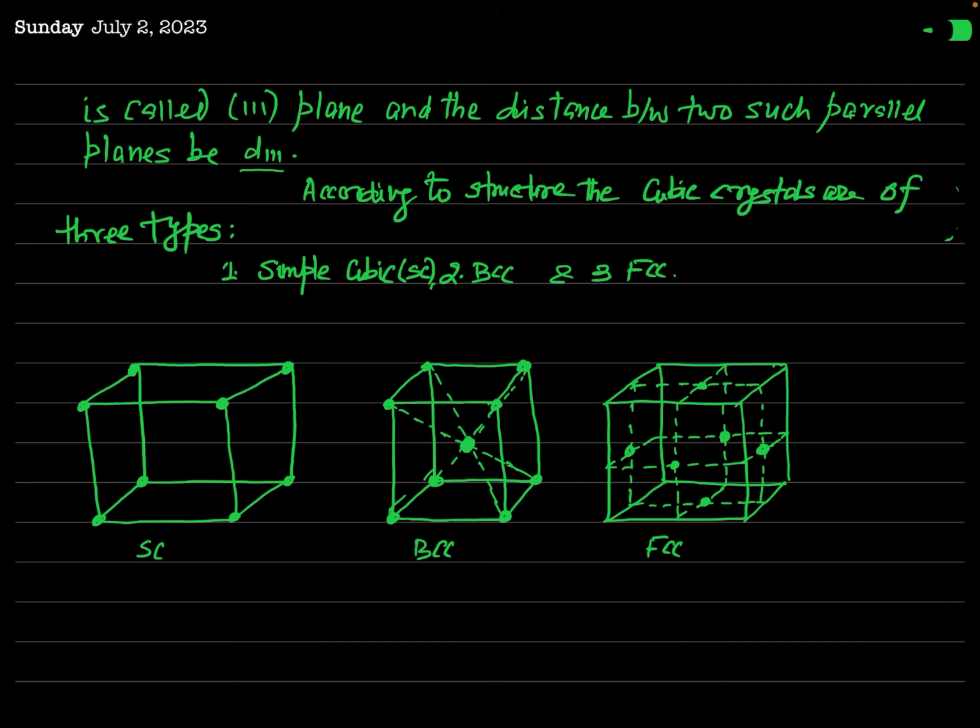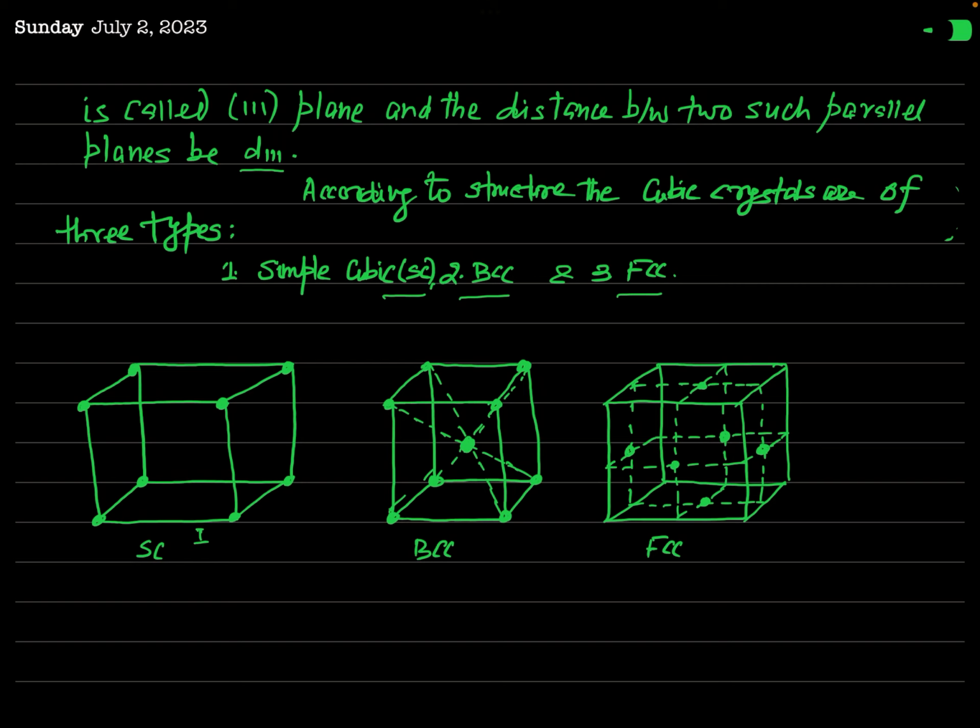Now, according to the structure of cubic crystals, there are three types of cubic crystal. Those three types are known as simple cubic, which is also called primitive cubic crystal; the second one is BCC, which means body centered cubic crystal; and the third one is FCC, which is called face centered cubic crystal. In the case of the simple cubic crystal, the atoms are only at the 8 corners of the cube, as you can see in this first figure. Here the atoms are located only at the 8 corners, not anywhere else.